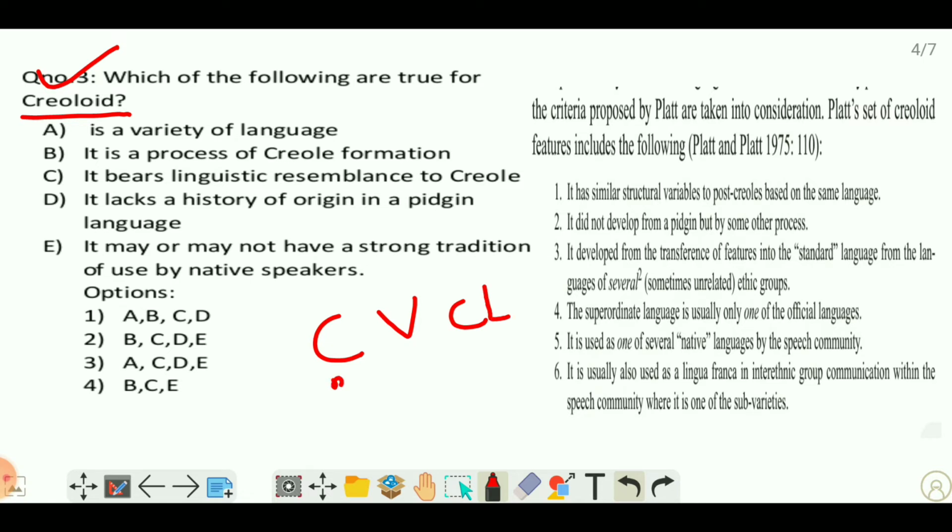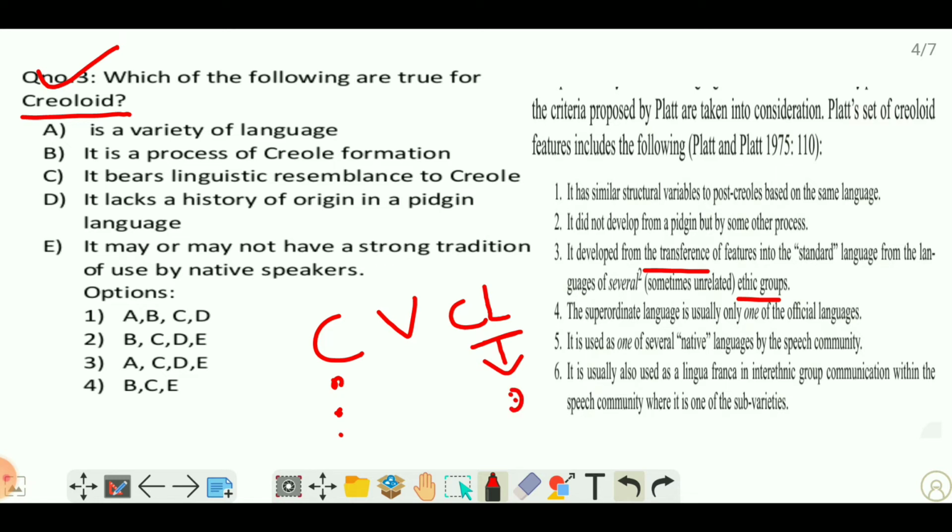Creole comes into existence through the process of pidgin formation, but Creoloid has no pidgin stage. It comes into existence from the transference of features into the standard language from the language of several ethnic groups. That is the first difference. Another difference is that a Creole language, when at its pidgin stage, has no native speakers, but a Creoloid language has native speakers available the moment it comes into existence.